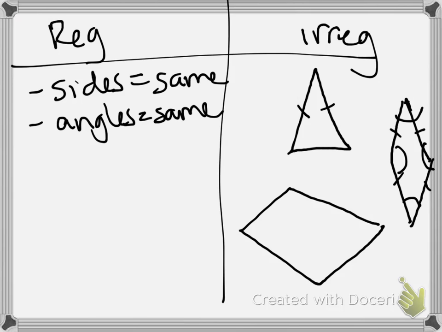So a regular polygon is kind of like a perfect shape. So here's a square where all the sides are the same and all the angles are 90 degrees. Or if you drew a perfect hexagon, that's not perfect, but you would find one that has all the same sides and all the same angles.